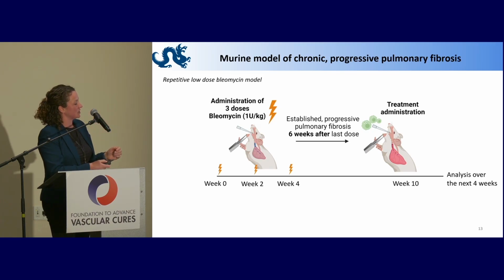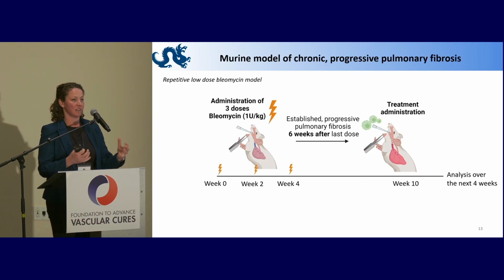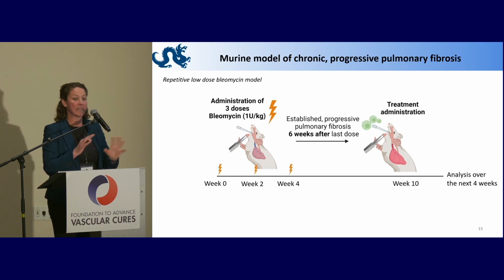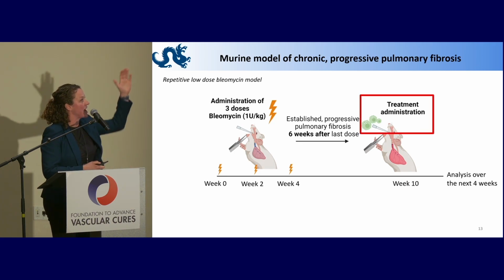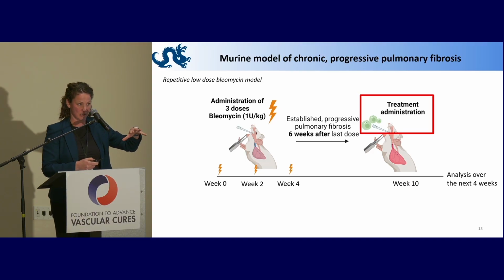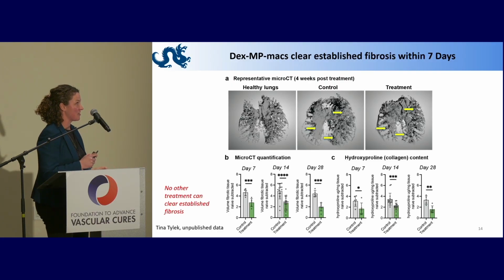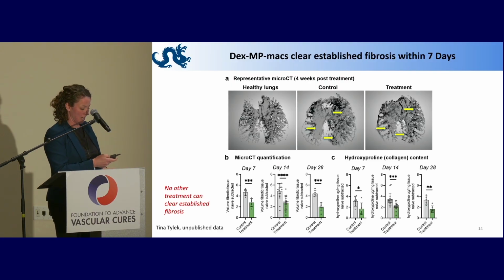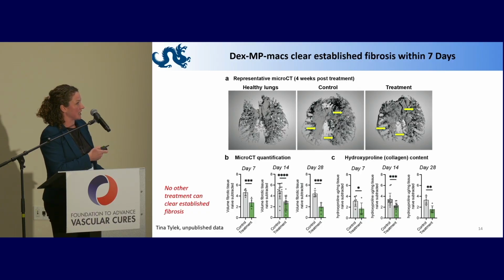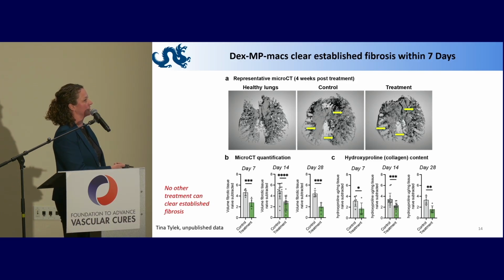So in this model, you give them 3 doses of bleomycin every 2 weeks for 4 weeks. Then you wait 6 weeks so that by week 10, the fibrosis in the lungs is established and it cannot spontaneously resolve. And that's the time point at which we administered our engineered cells to see if they could actually clear fibrosis in this setting. And we found that within 7 days, there was a greater than 50% clearance in fibrotic tissue after just a single dose of the macrophages. And that effect lasted to day 28. That's the latest we looked, maybe longer. It didn't come back at least until day 28.